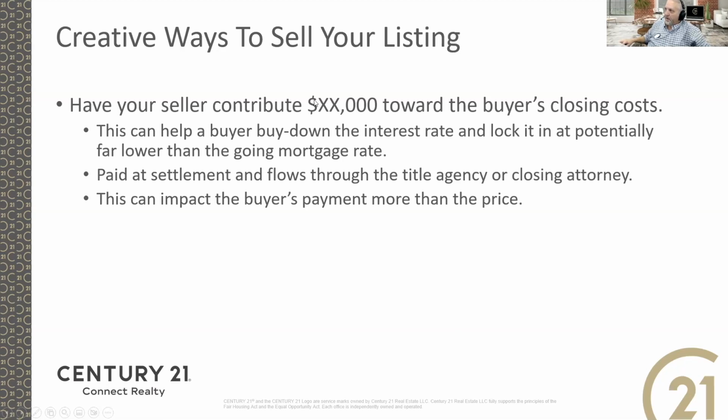And some of the recommendations that I've seen are anywhere from $1,000 to $5,000 to $10,000. That's why I put the two X's in there, because some people are saying as high as 10K towards buyer closing costs can make a big, big difference. So this will allow the buyer to buy down their interest rate using the 2-1 buy down potentially. This, of course, is going to be paid at the settlement and flows through the title agency or the closing attorney. And this can significantly impact your client's payment, which is another thing we're going to talk about here in a minute, pricing more towards the payment than the price of the home.